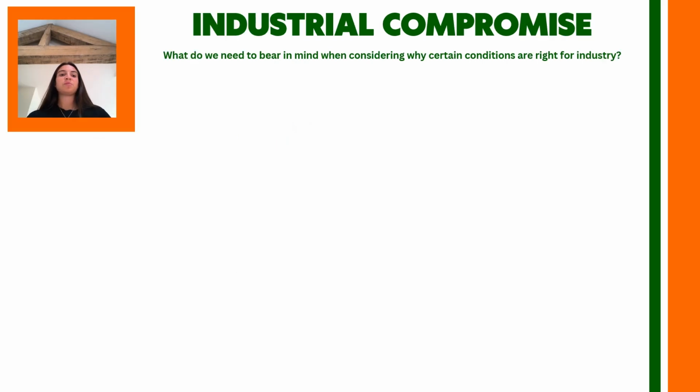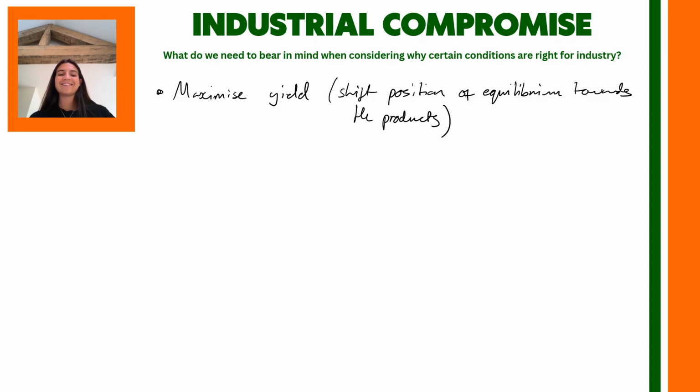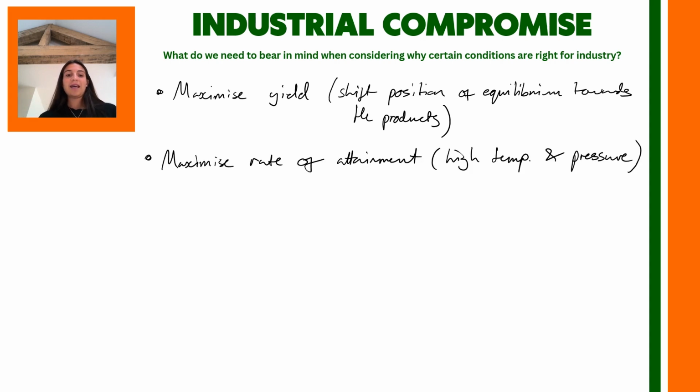So now we've got these reversible reactions, and let's think about the reactions that we actually have going on in industry and what we need to bear in mind when considering what kind of conditions we would like to set, because we can change the temperature, the concentrations, and the pressure. So the first thing to bear in mind is that you would like to maximize the yield. So you want to shift the position of equilibrium towards the products, towards the thing that you are going to try and make. You also want to balance that with maximizing the rate of attainment, that is, how quickly this reaction is happening.